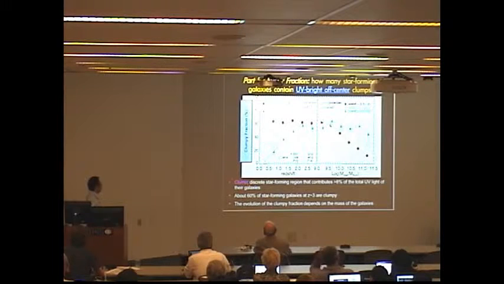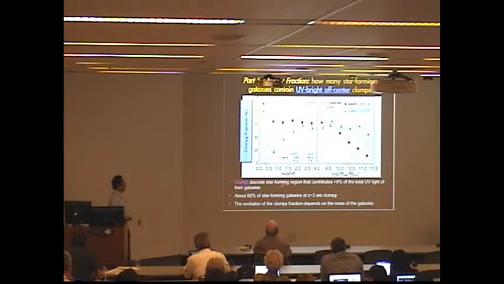We have figured out a way to define clumps in an objective and less redshift-dependent way. That is, we define clumps as discrete star-forming regions that contain at least 8% of the total UV light of their galaxies. We believe this definition is more objective than any visual inspection, and it also has smaller redshift dependence. Using this definition, we can do a simple number count. We found that at redshift 2.5 or higher, about 60% of star-forming galaxies contain at least one UV-bright off-center clump.